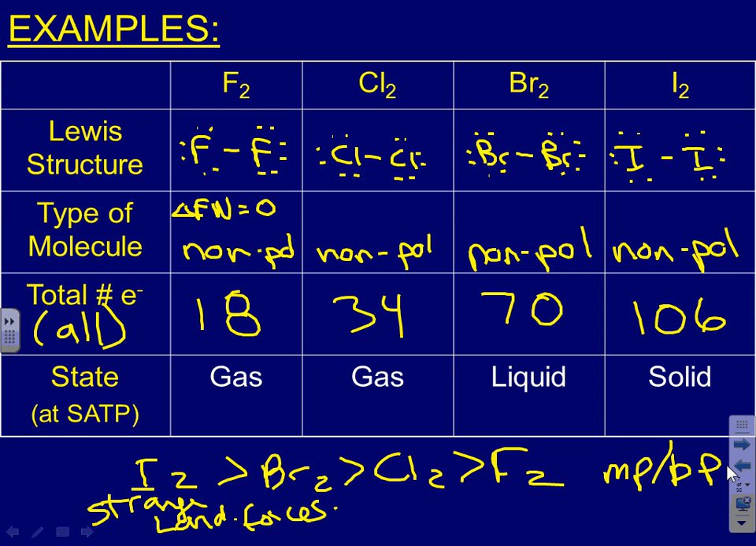Question? The London forces would be between two F2 molecules, and due to only 18 electrons, it would be a weak attraction, hence it's a gas. But because there are so many electrons in the I2 molecules, that force is so strong that it holds them together as a solid.